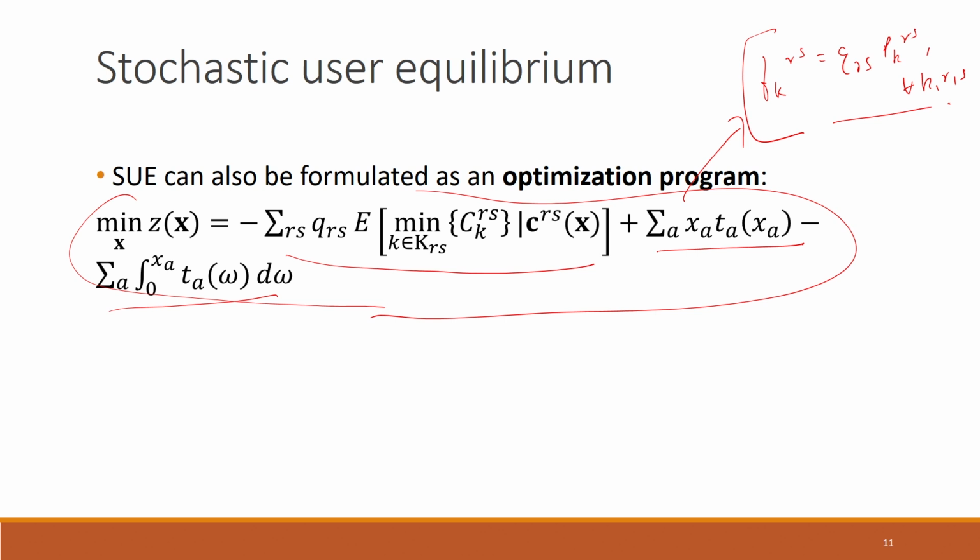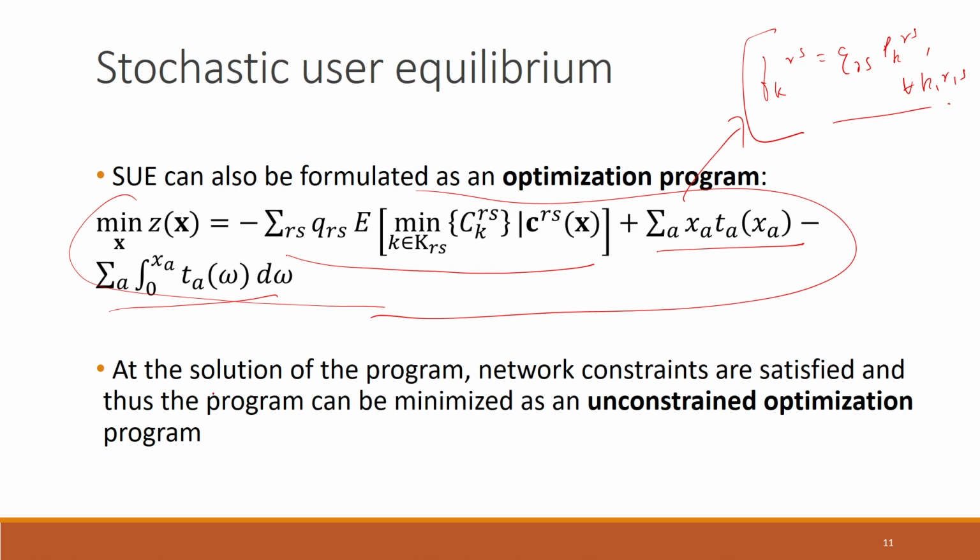Okay. And one thing to also notice is that there is only an objective function here, there are no constraints here. So, the reason is that at the optimal solution of this optimization problem, the constraints are automatically satisfied what we need. Okay. So, again, the proof behind that is not discussed here, but it is available in the standard reference if someone is interested. So, this is what it is saying: at the solution of this optimization program, the network constraints are satisfied, and thus the program can be minimized as an unconstrained optimization problem.